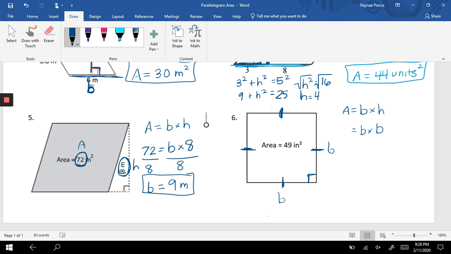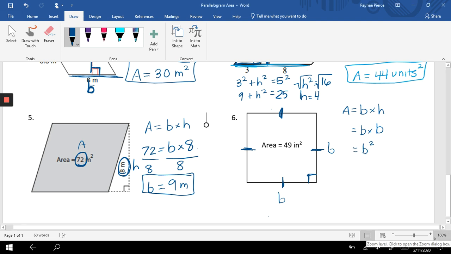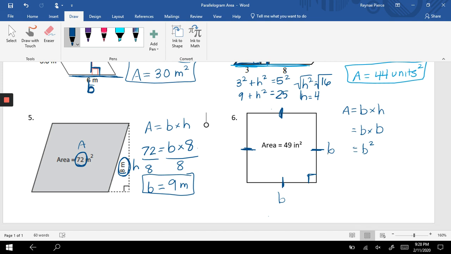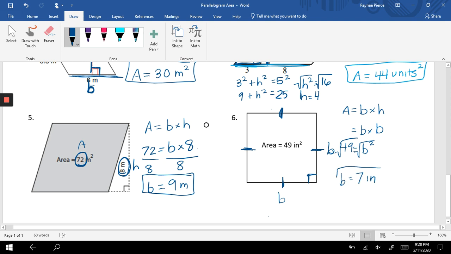A way that we can rewrite b times b, anything times itself, is that thing squared. Okay, now I know that 49 is my area, so I can set 49 equal to b squared, or b times b. And to find what b is, or that side length, I find the square root of both sides. So my side length of the square is 7 inches.